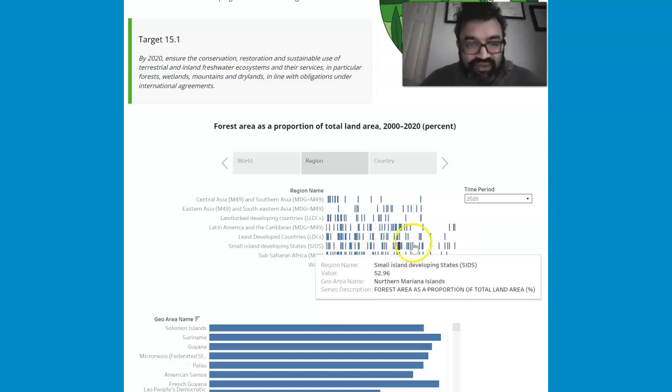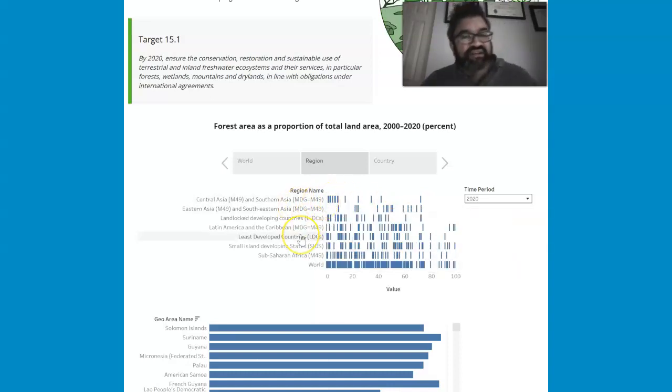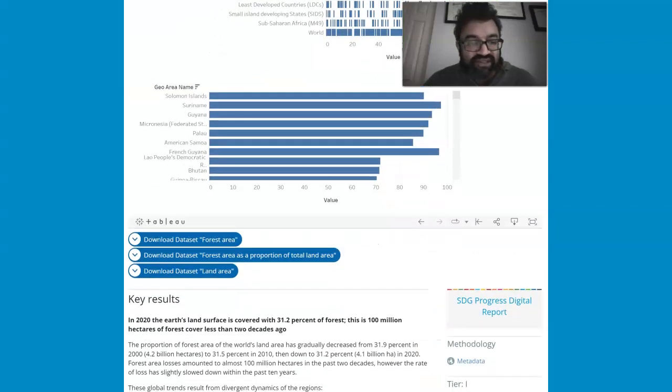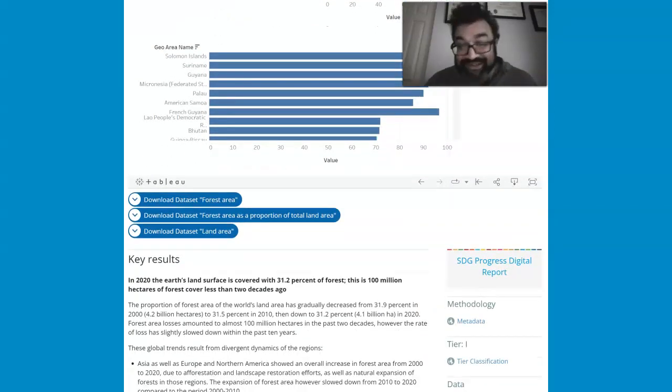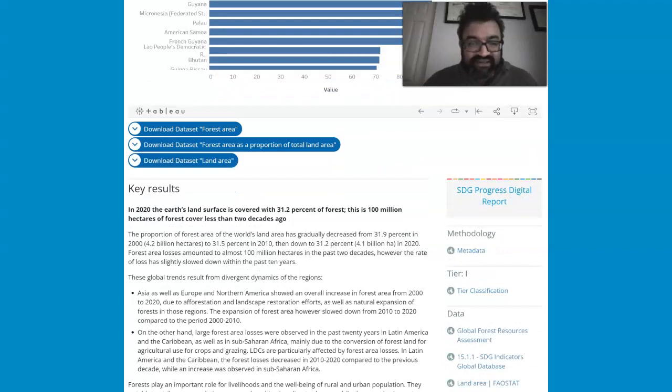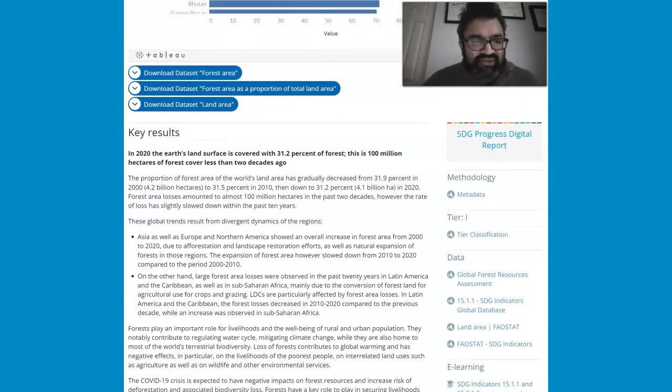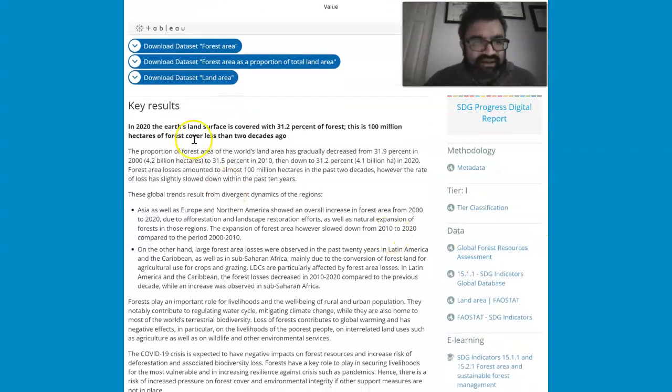Anyway, Eastern Asia, same thing. You can go in and compare and take a look. So, as you can see, the granular detail of all of these can go as detailed as possible. There is tier classification, data on indicator, global data set. So here are the key results in terms of some of these Tableau data sets analysis.